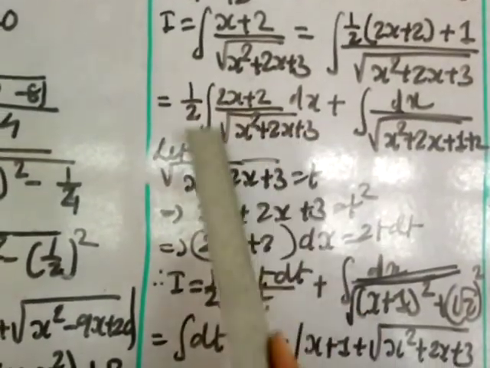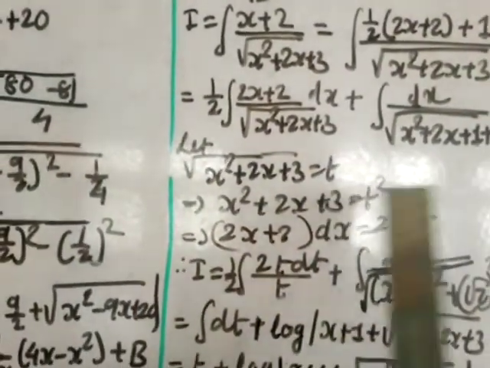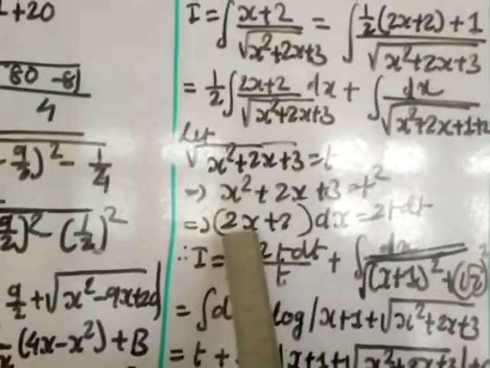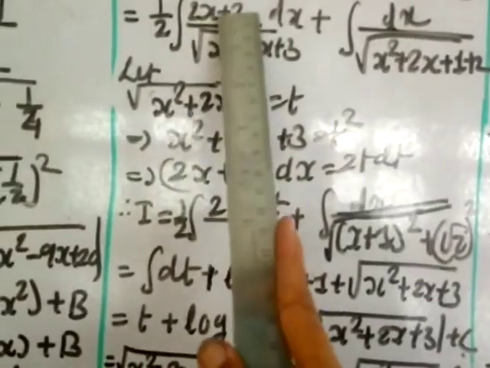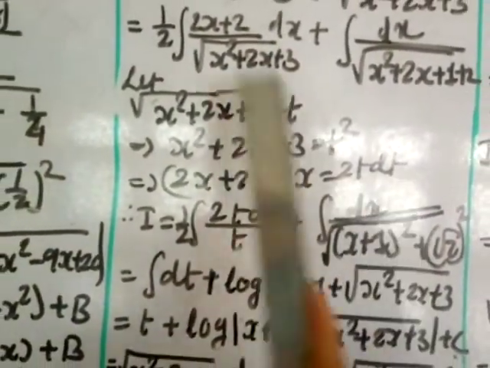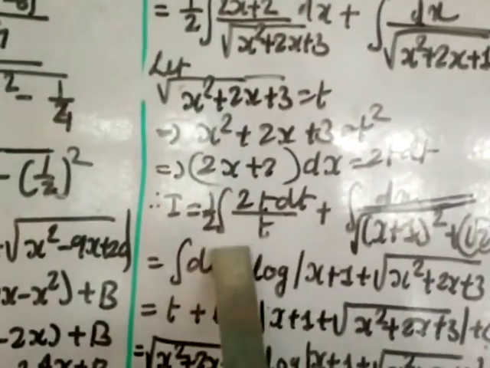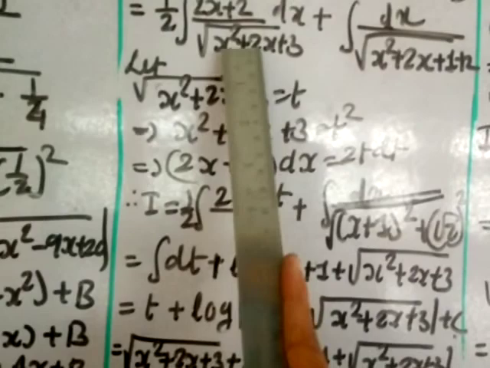For this I will take denominator as t. Square root you are taking, take a square and cancel square root and then differentiate. So this derivative is 2x plus 2 dx equal to 2t dt. So this 2x plus 2 dx will give you 2t dt. Okay, so I put here, see this 1 by 2 as it is, and 2x plus 2 dx is 2t dt, and this you are taking as t.